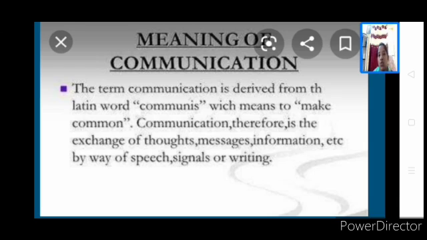So that is what we say communication in general, and it can be by way of speech, signal or writing. You might know the verbal and non-verbal ways of communication, right? So speech, signal and writing can be verbal or non-verbal communication, but the intention is to exchange ideas, to make things common for everyone. So this is the general meaning of communication.